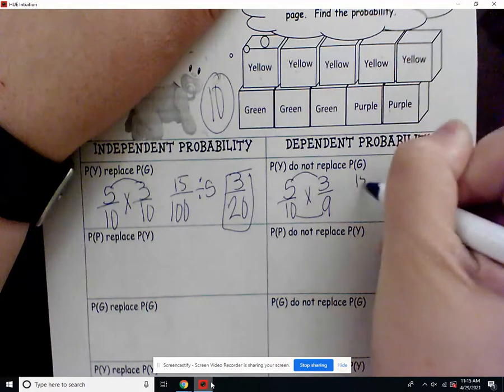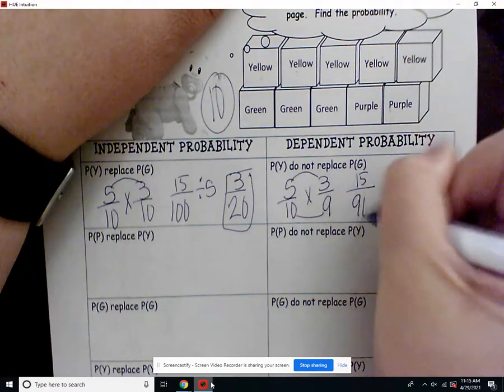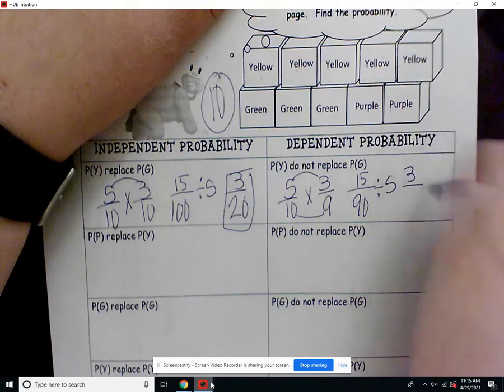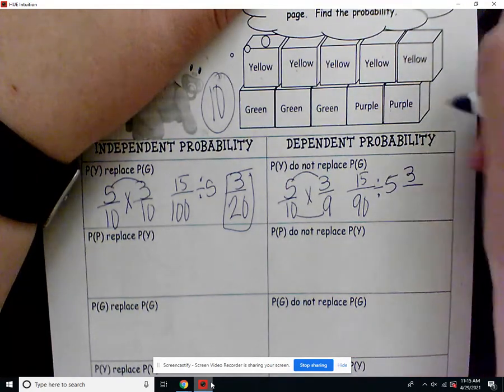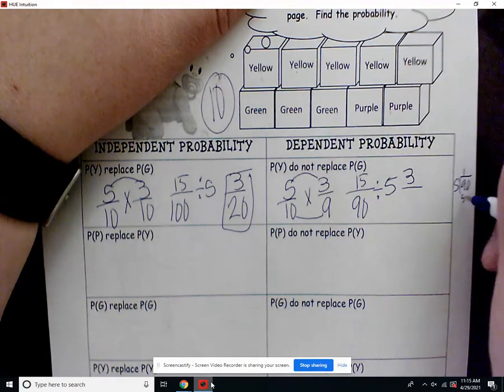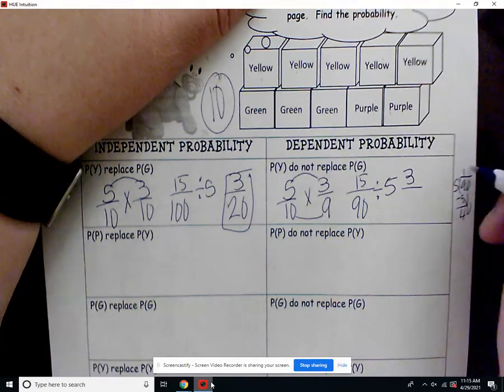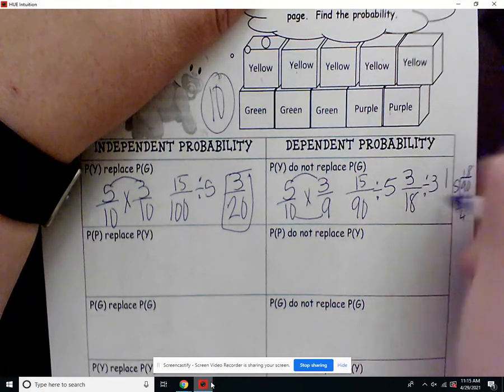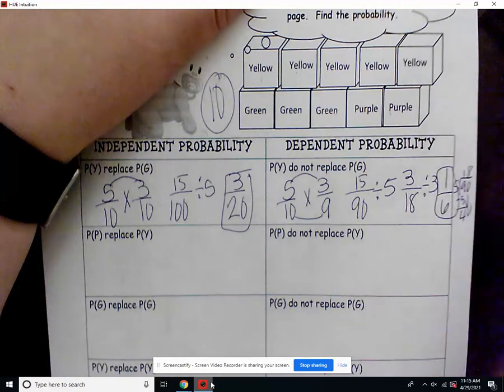So we're going to multiply. 5 times 3 is 15. 10 times 9 is 90. I can divide it by 5, which is 3. 90 divided by 5 is 18. And then I'm going to divide that by 3, which is 1/6.